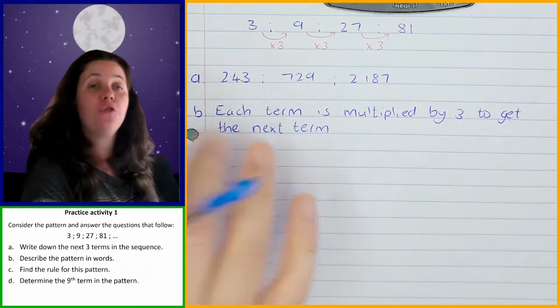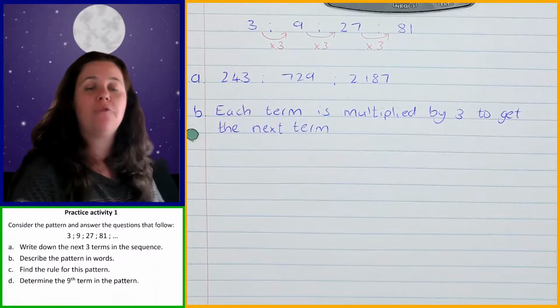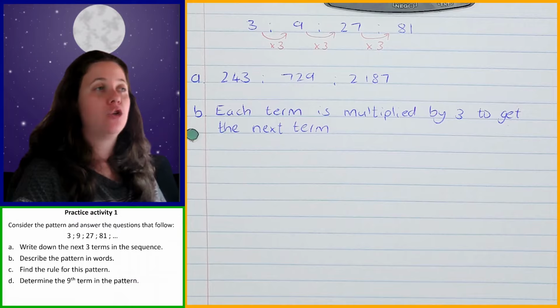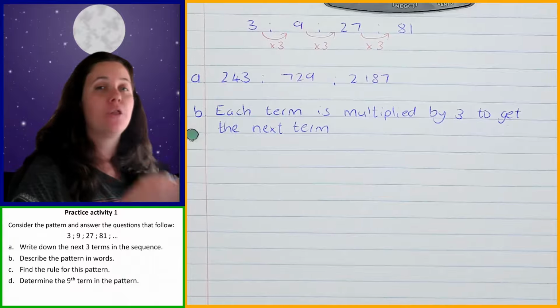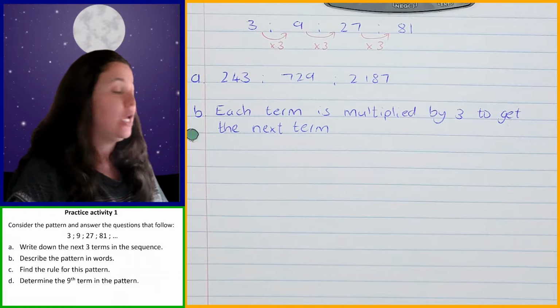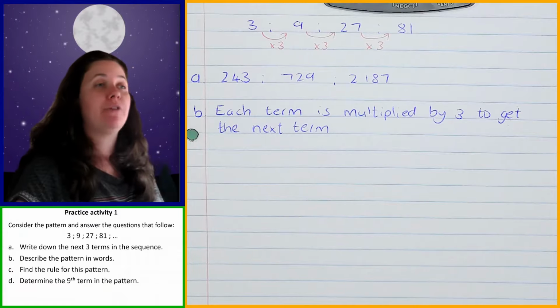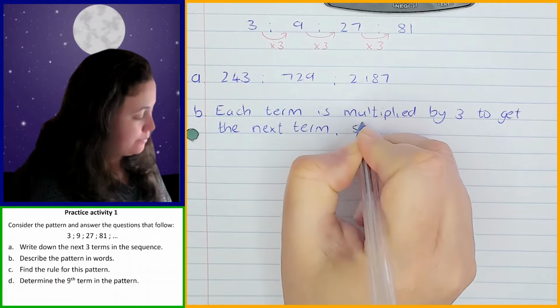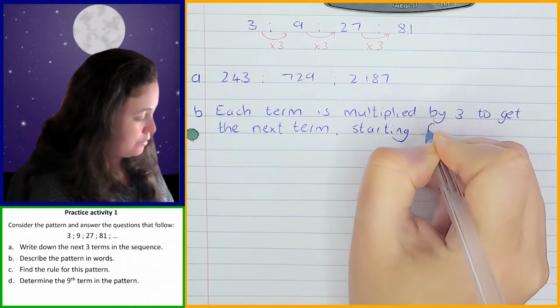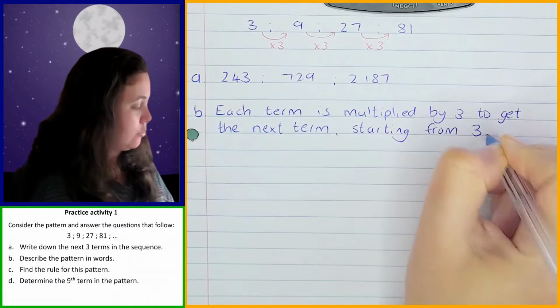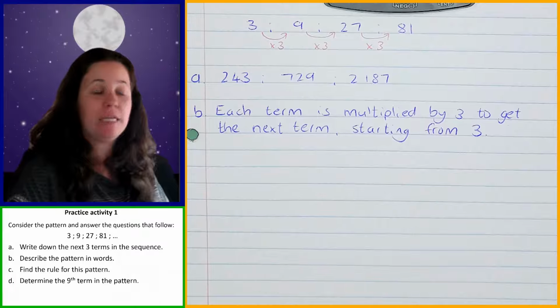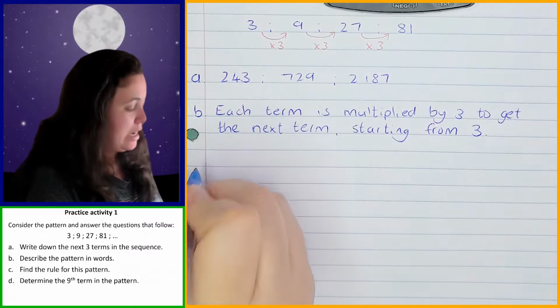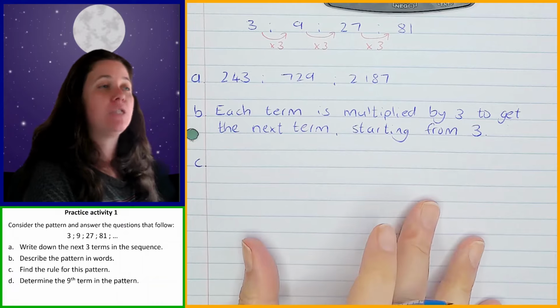Okay, so that's the first part of our description, is how are we getting from one term to the next term. But we also have to say where it's starting. Otherwise, this could be anything. It could be 1, 3, 9, 27 if we were starting at 1. Or it could be 10, 30, 90, 270 if we were starting at 10. So you have to say where you're starting to actually make it specific to this particular pattern. So starting from 3. Okay, so that's what your description should have looked like. That you need to say that you're multiplying by 3 from one term to the next, and that you're starting at 3.